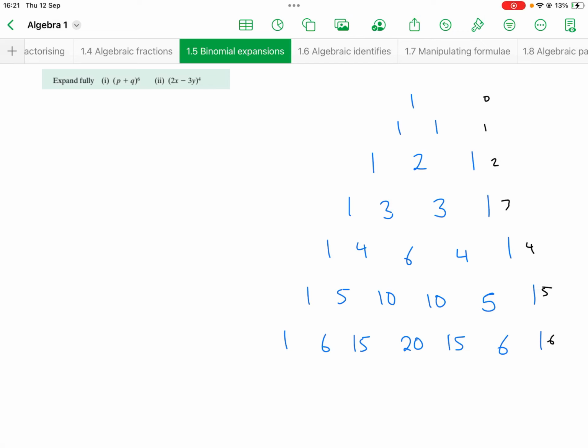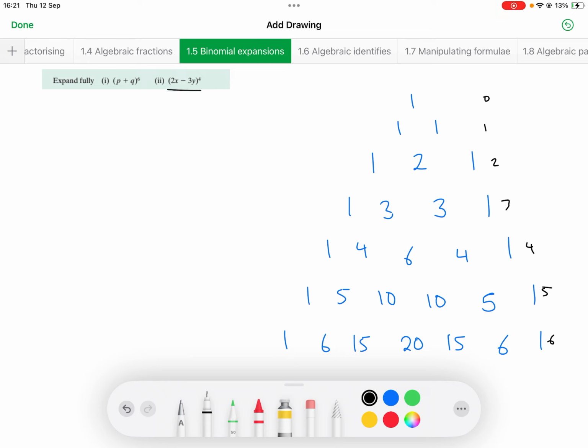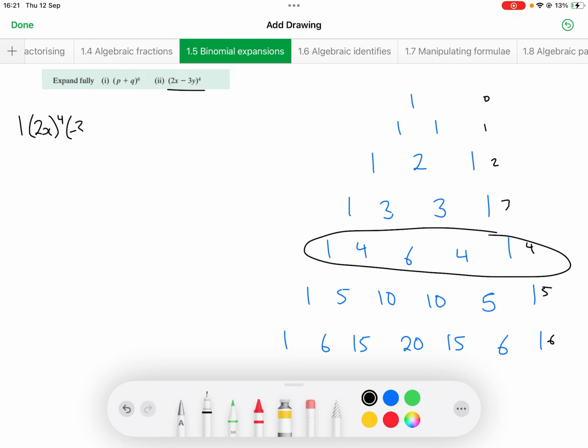So again, we're going to use Pascal's triangle to expand out the second bracket, so it's to the power of 4. So this is our list of coefficients, so it's 1, and then it's the first term to the power of 4 and the second term to the power of 0, but I'm not going to include that because anything to the power of 0 is just 1.